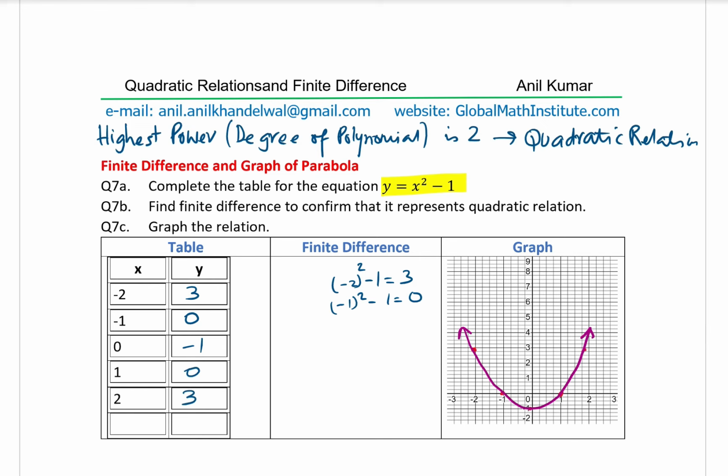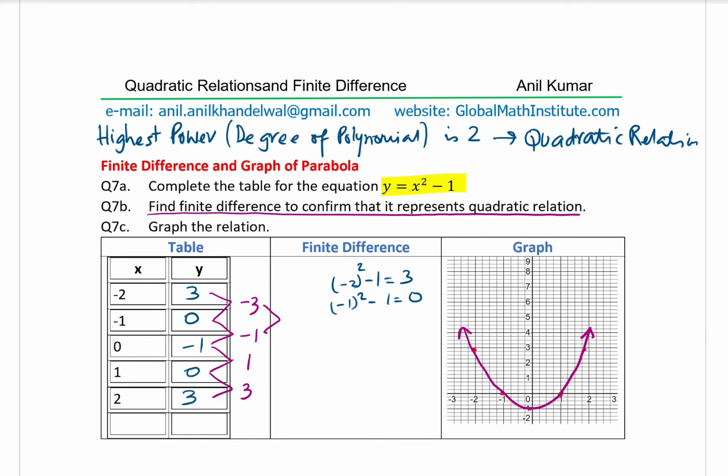Now, the question here is find finite difference to confirm that it represents a quadratic relation. Let's find the finite difference and see what we get. 0 take away 3 is minus 3, minus 1 take away 0 is minus 1, 0 take away minus 1 is plus 1, 3 take away 0 is 3.